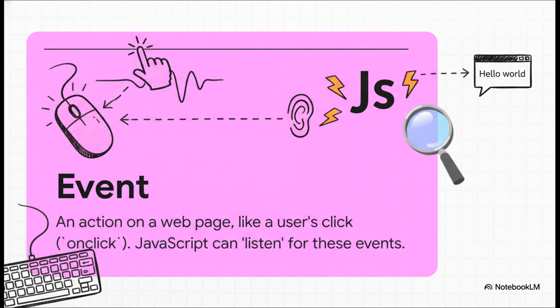An event is literally anything you do on the page: clicking a button, hovering over an image, pressing a key on your keyboard, and JavaScript is basically sitting there just listening for these things to happen. So you can set up an on-click event that says, hey, the very moment someone clicks this button, pop up an alert that says, hello world.